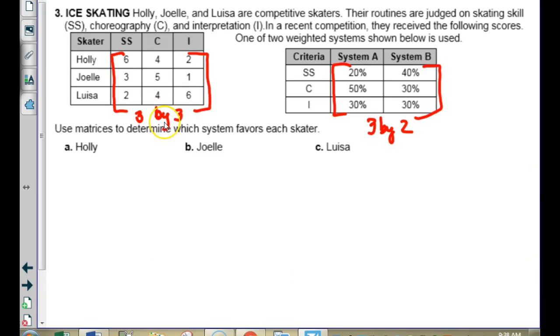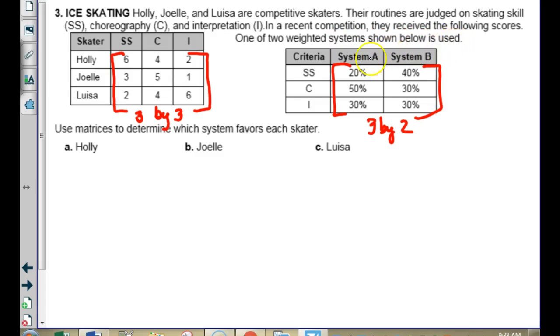Okay, I'm going to back up and we're going to do this example because this is really practice of why you would multiply matrices. And there's a question on the quiz and the test about something similar. Holly, Joelle, and Louisa are competitive skaters. Their routines are judged on skating skill, choreography, and interpretation. In a recent competition, they received the following scores: 6, 4, 1, 3, 5, 1, 2, 4, 6. Okay? One of 2 weighted systems shown below will be used.